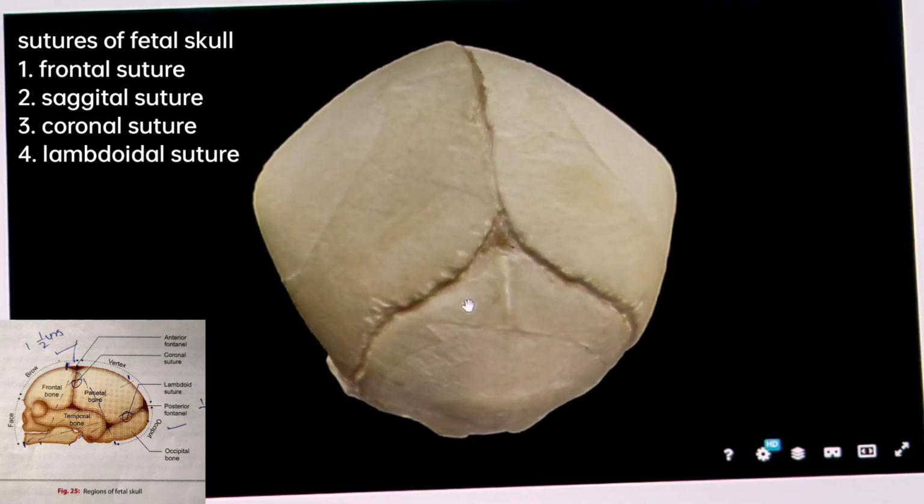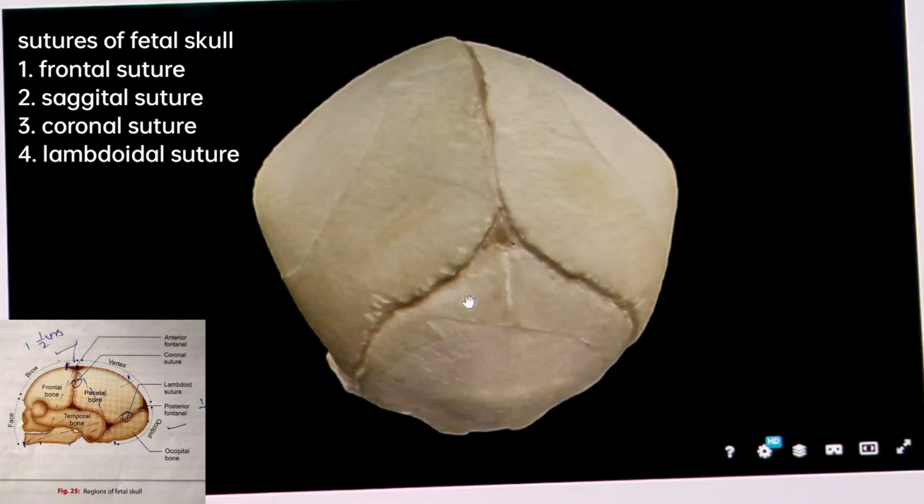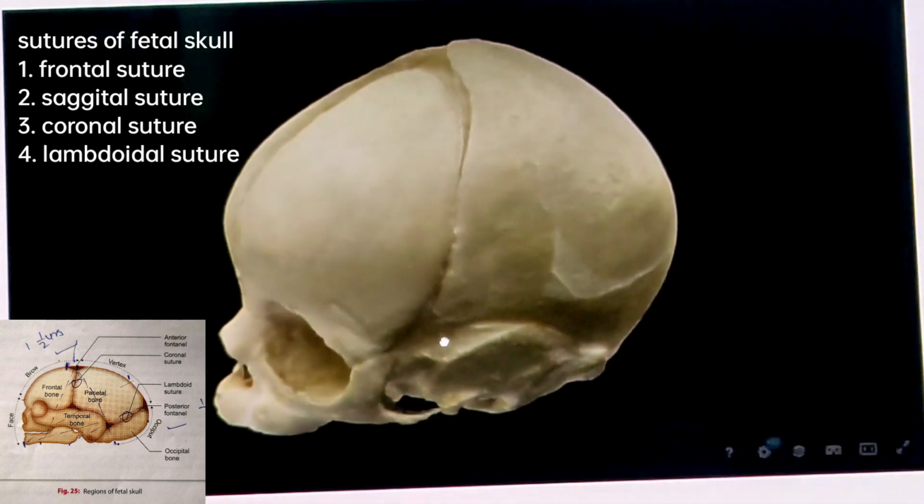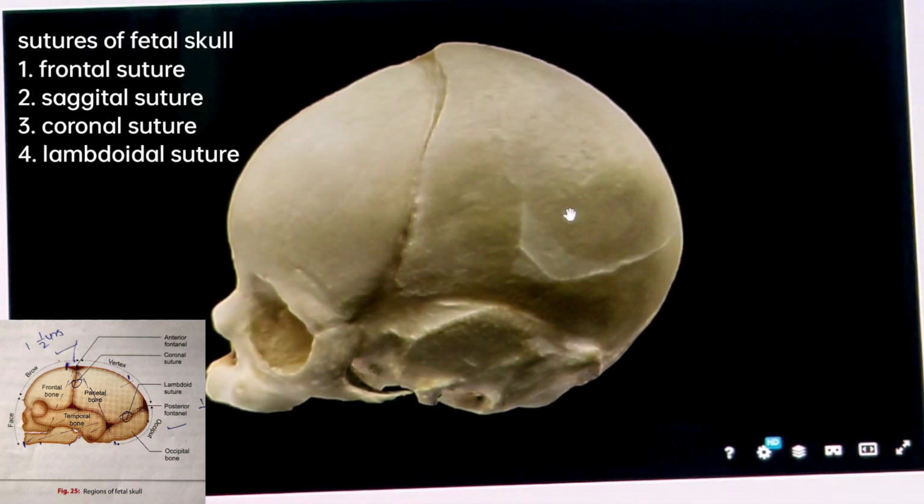Now we go to the coronal suture. Coronal suture is between the frontal bone on one side and the parietal bone on the other side. The suture between the frontal and the parietal bone is called the coronal suture. So this line is called the coronal suture, which is between the frontal and the parietal bone.